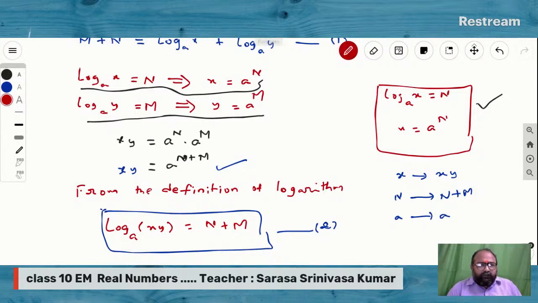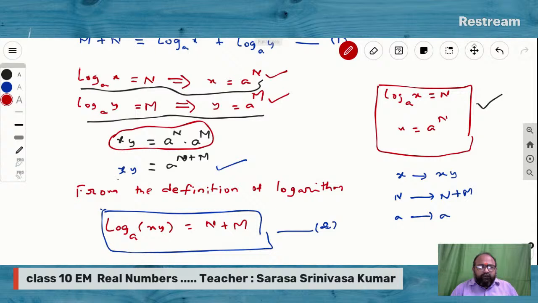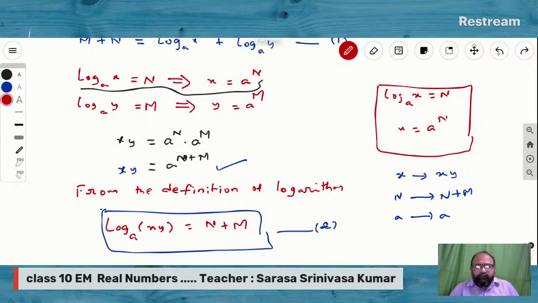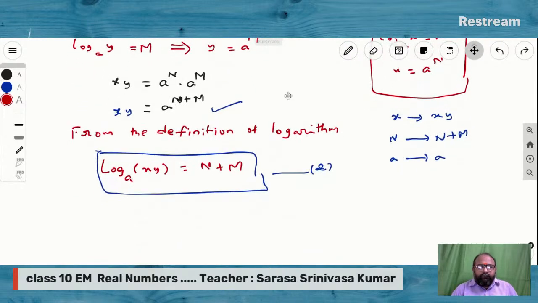Now we consider the product xy. Therefore, xy equal to a power n multiplied by a power m. So therefore, we can write xy equal to a power n plus m.